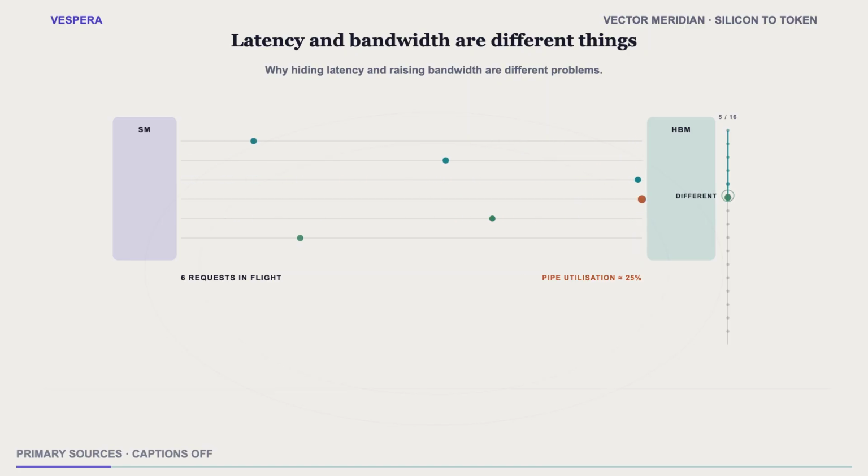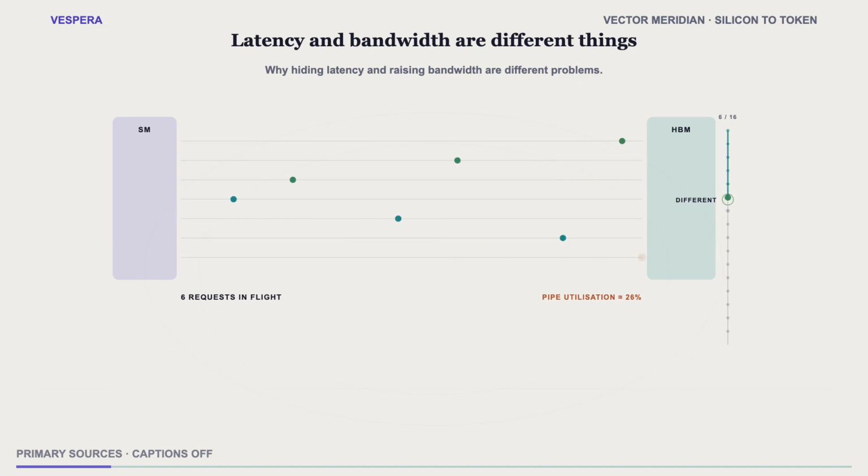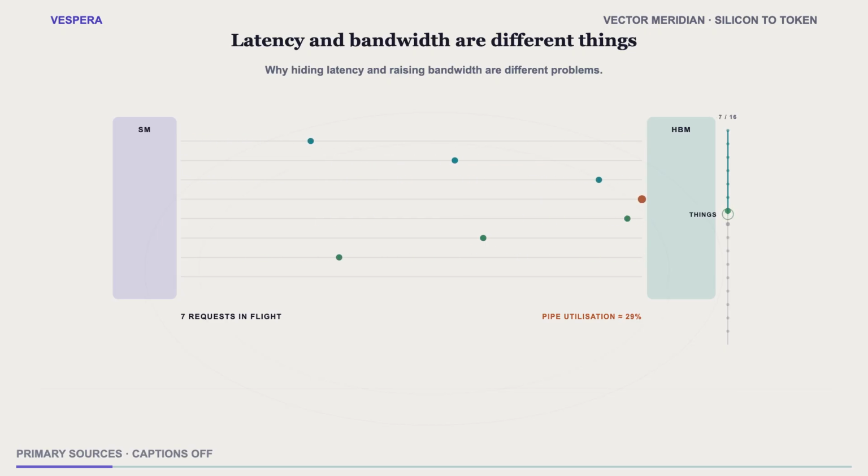It is arithmetic. Put numbers in: suppose memory takes about 100 nanoseconds to answer, and you want 3 terabytes per second out of it. 3 terabytes per second times 100 nanoseconds is 300 kilobytes. That is how much data must be in flight, requested but not yet arrived at every instant, just to keep the pipe full. 300 kilobytes of outstanding requests. If a cache line is 128 bytes, that is on the order of 2,000 independent memory requests, all live simultaneously, none of them waiting on each other.